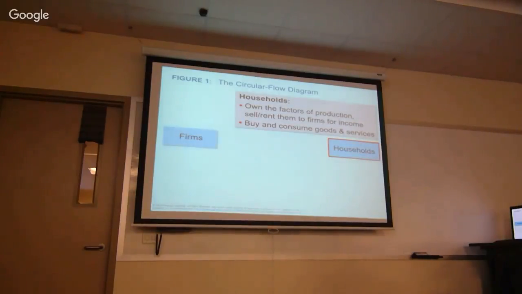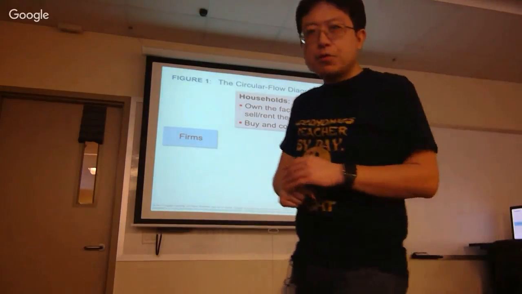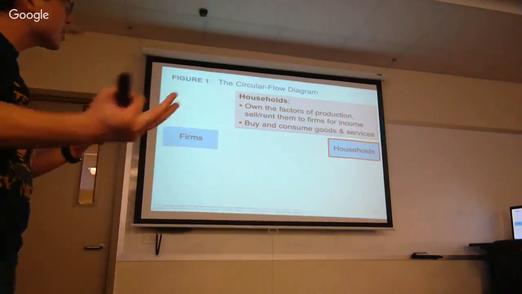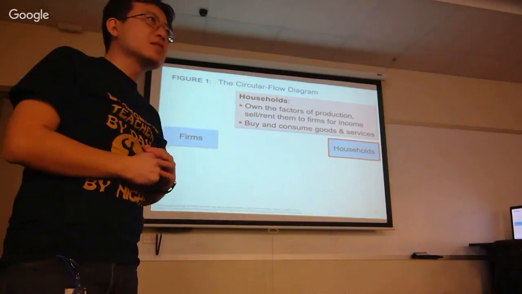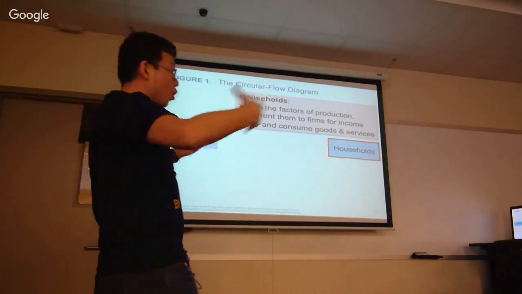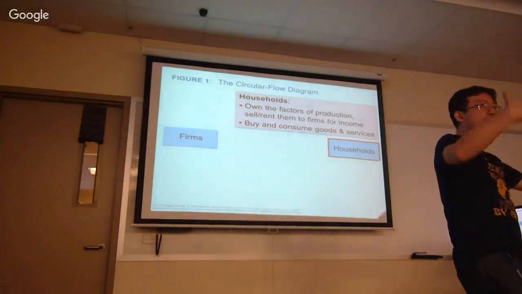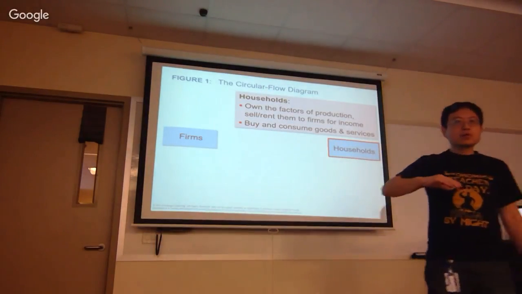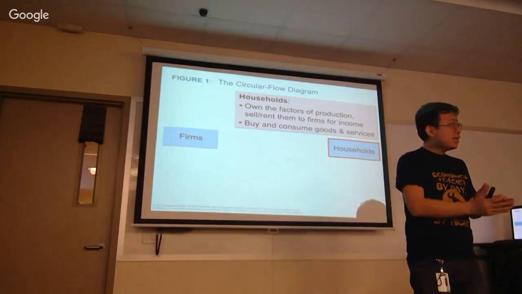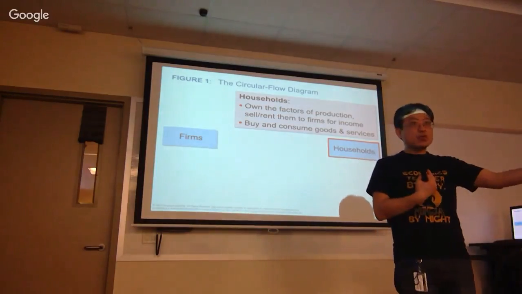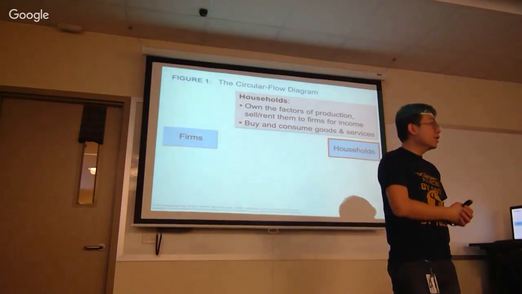Now let's look at our model. So we have households and firms. First, for households on the right side, we own all the factors of production. We're going to sell them to firms for income. When we sell these to firms for income, we're going to use the income to buy goods and services. So households, we own all the resources, we sell them to companies, and then we get income back. Once we have income, we use it to buy goods and services. I mean, that's what we do, right? We work, we earn our paycheck, and then we spend the paycheck.